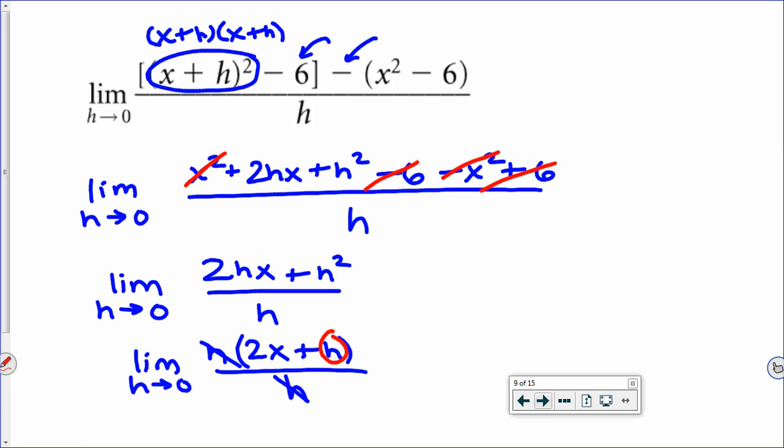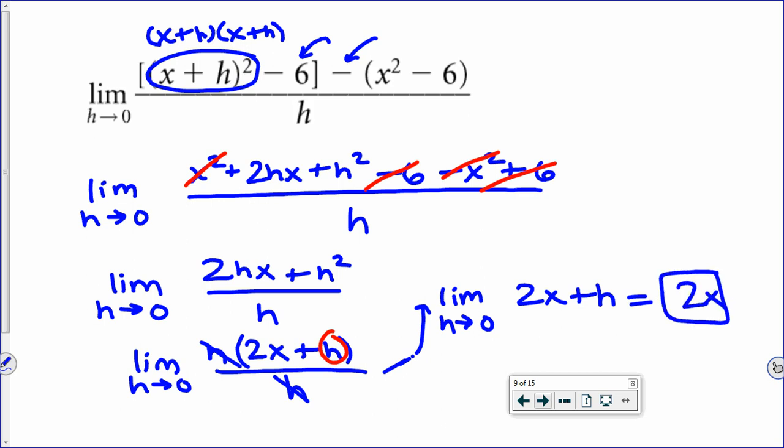So now I'm left with limit as h goes to 0 of 2x plus h. Nothing else to simplify, so I can now do the substitution of h becoming 0. I see that the h term just goes away. I drop the limit. I'm left with 2x, and that is the limit of that very, very complicated looking fraction at the top as h becomes 0.